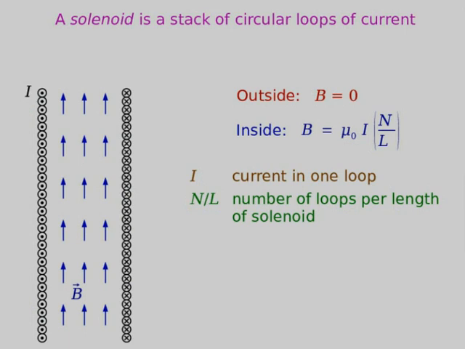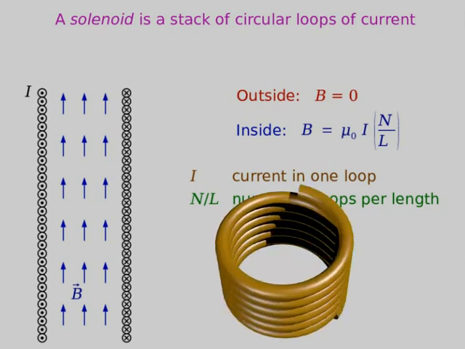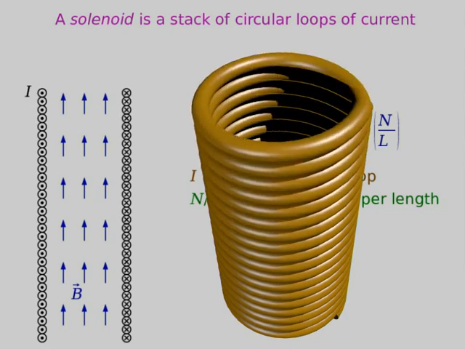All right, so what do I want to do with a loop of current? I want to stack a whole bunch of them on top of each other and come up with a thing called a solenoid. So a solenoid is just the name for a stack of circular loops of current. The way you really make it is you take a single wire and you loop it around and around and you just spiral it up.